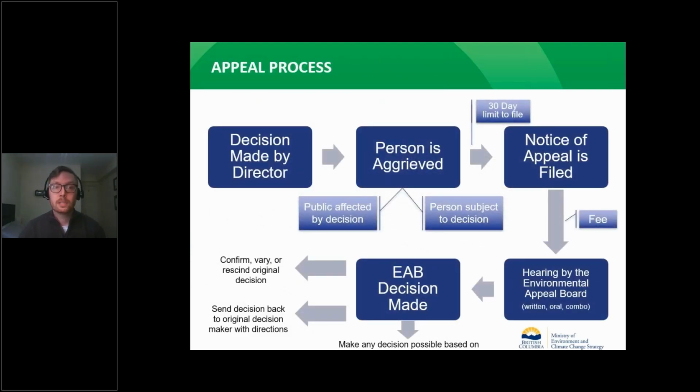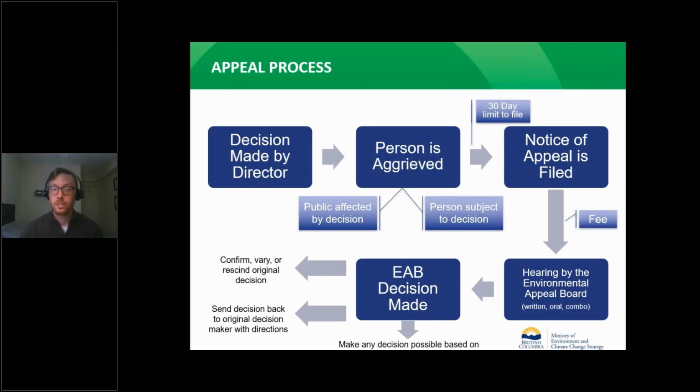If the person subject to the decision feels aggrieved, an appeal process may begin following the statutory decision. The person that was aggrieved by the decision, either someone affected in the public by the decision, or the person subject to the decision, such as a property owner, has 30 days to file their appeal. There is then a hearing by the Environmental Appeal Board, or EAB, which can be in writing, orally, or a combination of these. After the hearing, the decision is made with 3 possible outcomes.